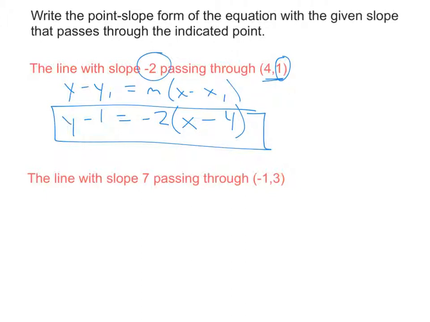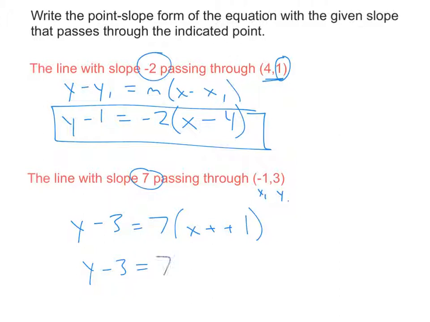Simple as that. Here my slope is 7. x1 is negative 1. y1 is 3. So I've got y minus 3 equals 7, that's the slope, times x minus negative 1. Well, subtracting a negative is adding a positive, so let's just clean that up a little bit, and we'll write y minus 3 equals 7 times x plus 1. And that's it. And from here, we could graph these lines very easily. All you need is a point and a slope, and then you connect the dots.